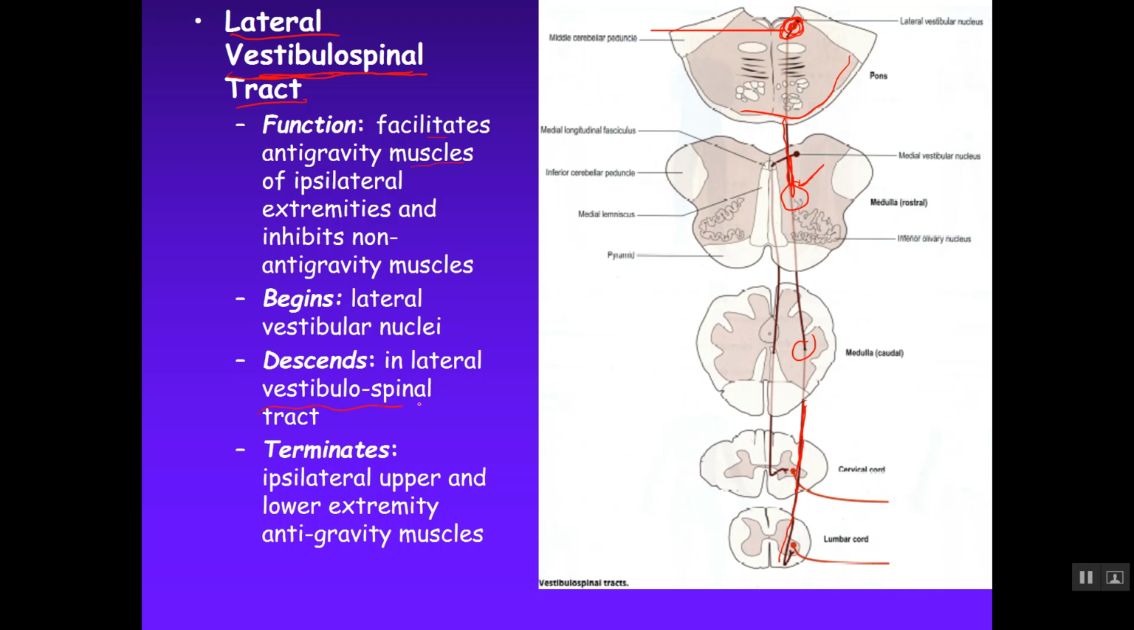And it descends in the lateral vestibulospinal tract, and it terminates ipsilaterally. So here it is showing correctly that it terminates ipsilaterally in the upper and lower extremity anti-gravity muscles. So the lateral vestibulospinal tract actually makes it all the way down to the lumbar spine. So it facilitates extension, anti-gravity. Think about this though: in the lower body, when you're standing in an upright position, anti-gravity is extension of the legs. For the arms, anti-gravity is flexion. So this pathway, if it's working properly, will tend to facilitate upper extremity flexion and lower extremity extension if you're in an upright position. And your body knows you're upright based on vestibular input, which tells you if your head is upright and you're against gravity, and also proprioceptive input coming in from the bottom of your feet.